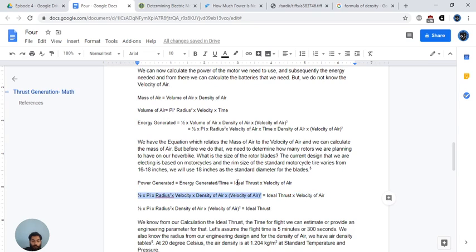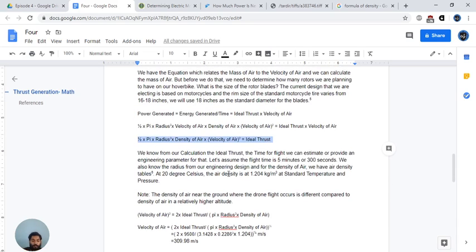Simple. Which is equal to ideal thrust times velocity of air. This velocity of air and this velocity of air cancel each other, so you're left with this equation right here. Simple? You understand? Not that hard. If you had problems, just go rewind or go look at the blog, do whatever.